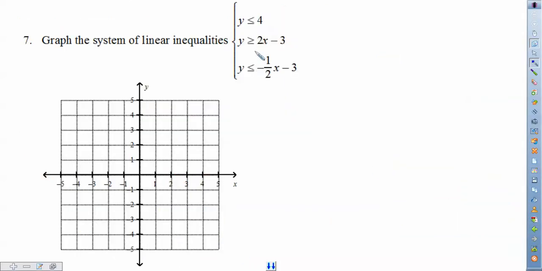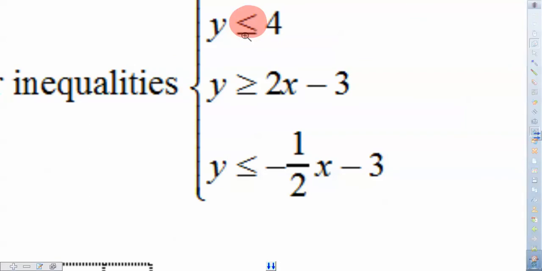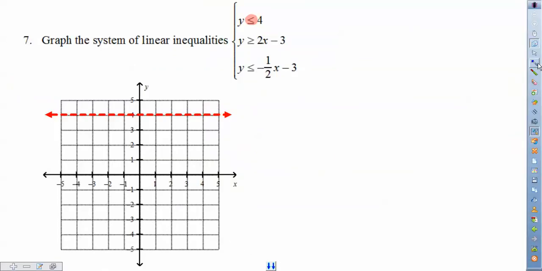Let's do one more. 3 inequalities to make here. The first one looks pretty familiar. I think that's a horizontal line again. Why? Because x is missing. Go to 4. Which way are we shading here? We're shading below the line because that's less than, or wait a second, see my mistake here? See how it's equal to? See the solid line? Solid line underneath, so our line needs to be solid. In fact, if you look ahead, all these lines are going to be solid, aren't they? Now, shading. Less than or equal to. Shade below.